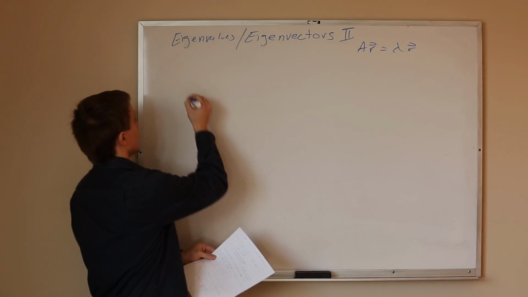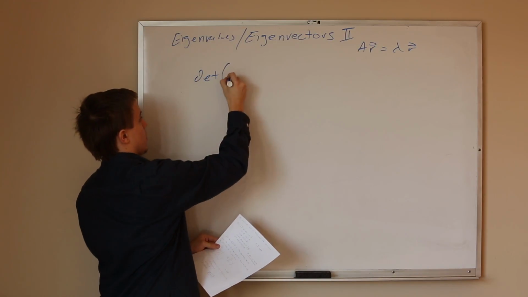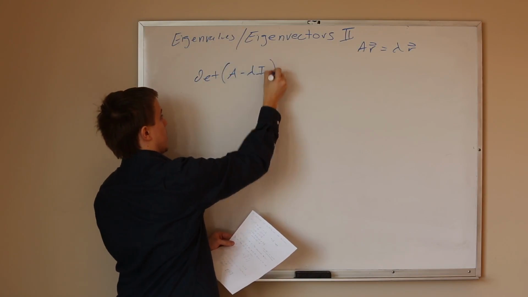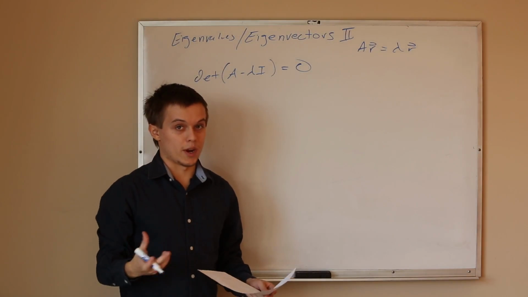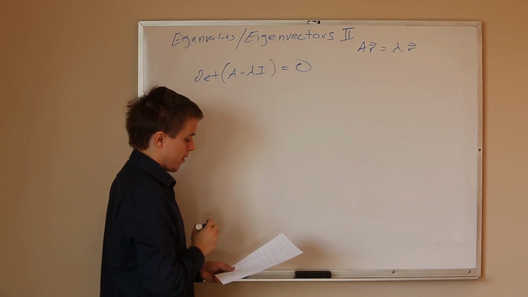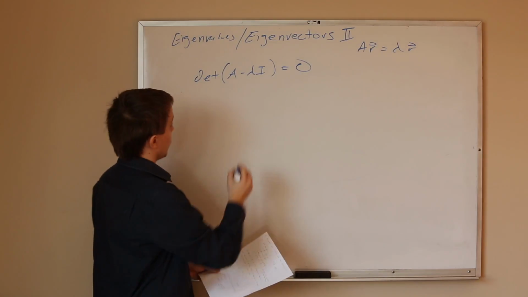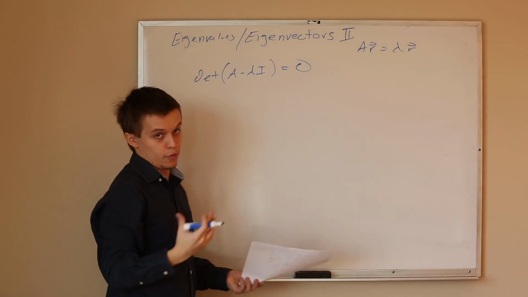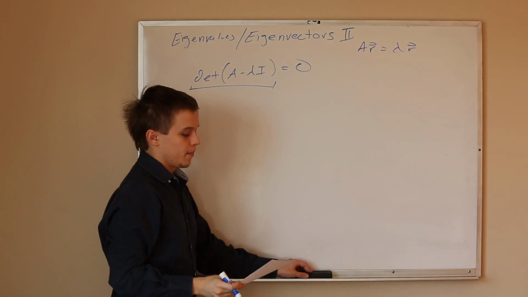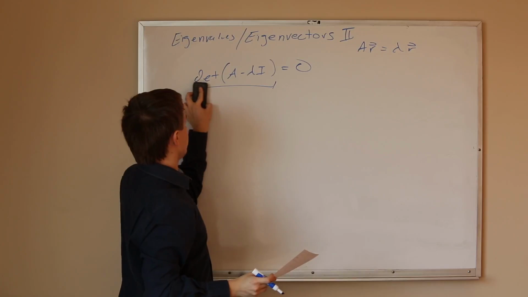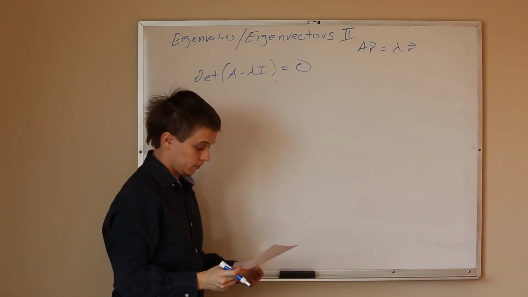So once again, determinant of A minus lambda I equals 0. Now this is what we refer to as the characteristic equation, where the values of lambda that satisfy this are the roots of the equation. And the determinant is known as the characteristic polynomial.